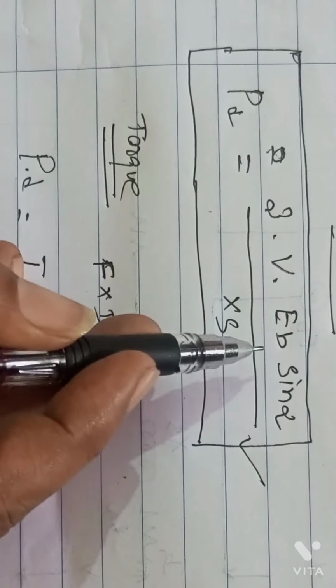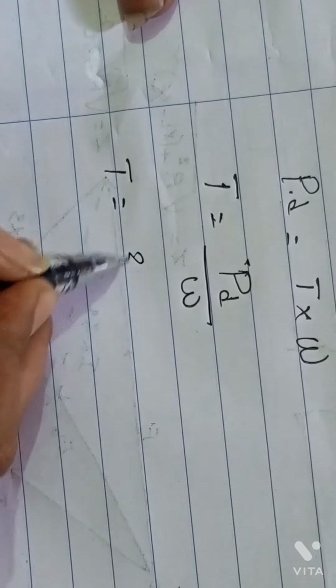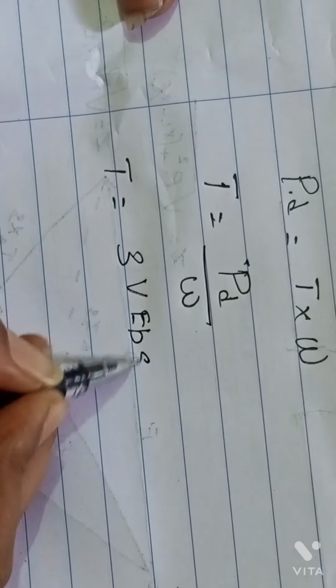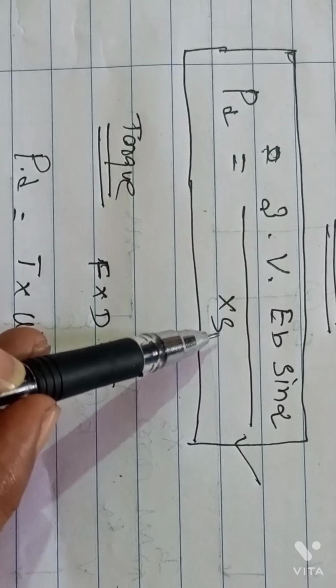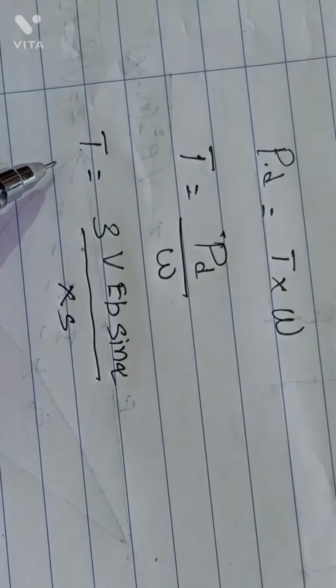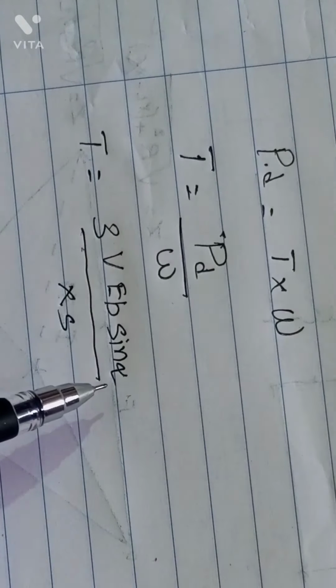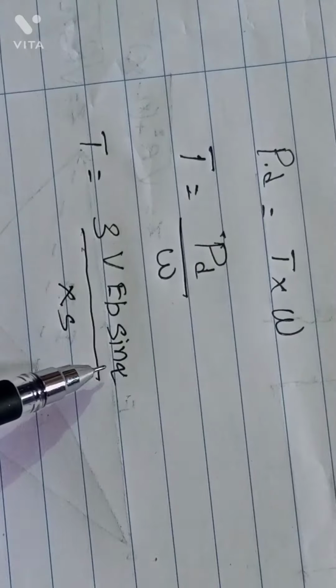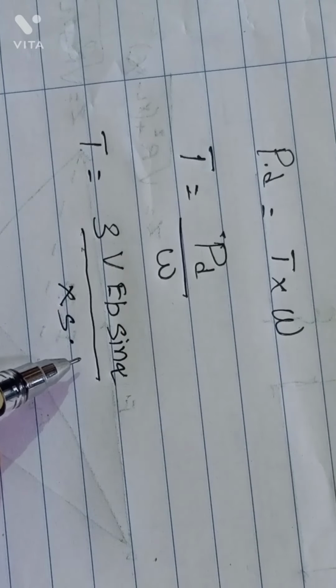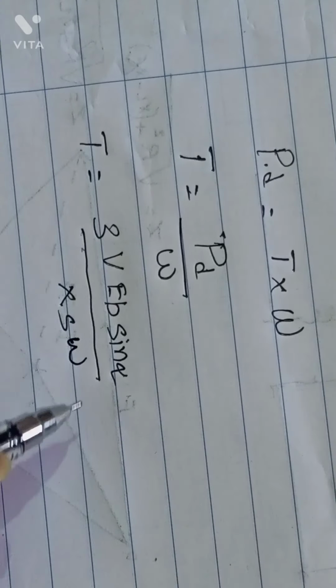3 VEB sin alpha divided by Xs. Each and every time you forget Xs. Okay, so divided by Xs. This is your power developed by omega.